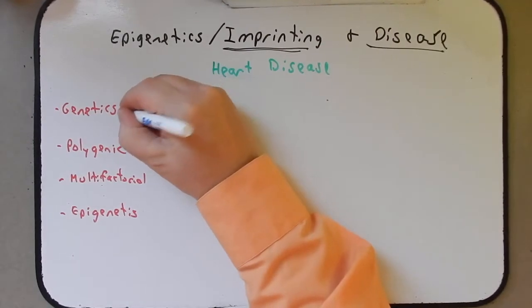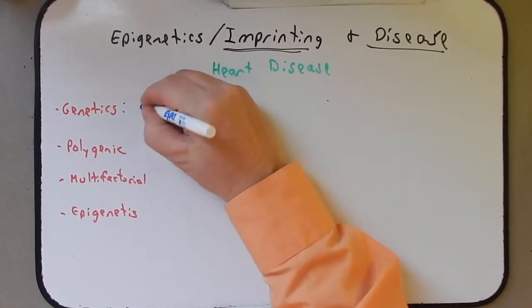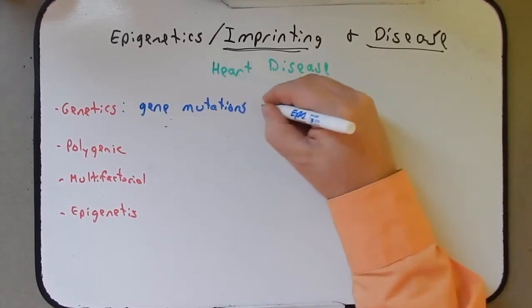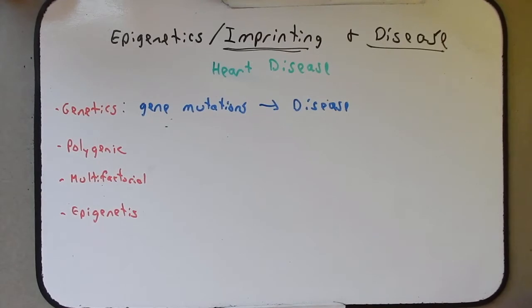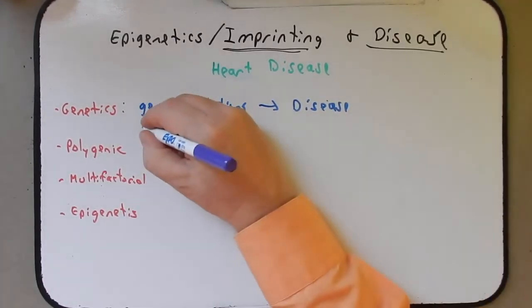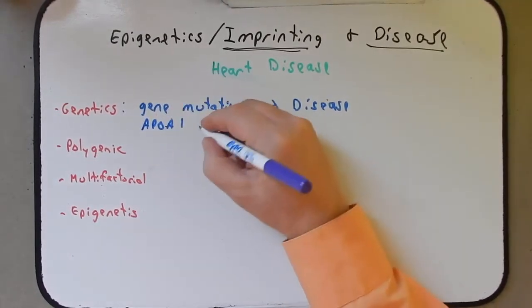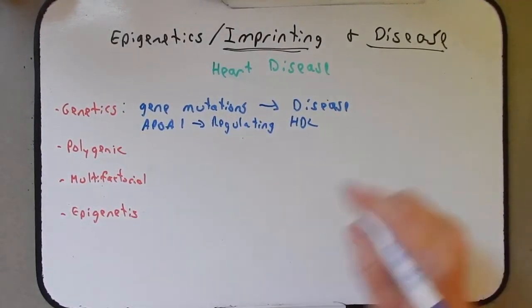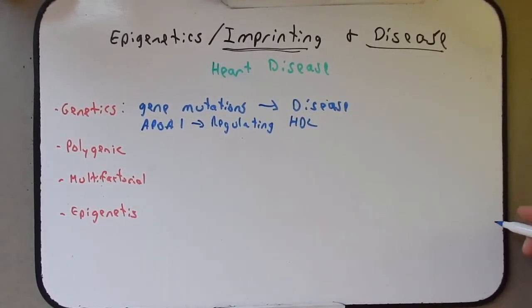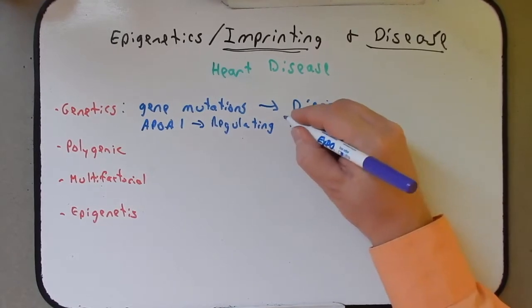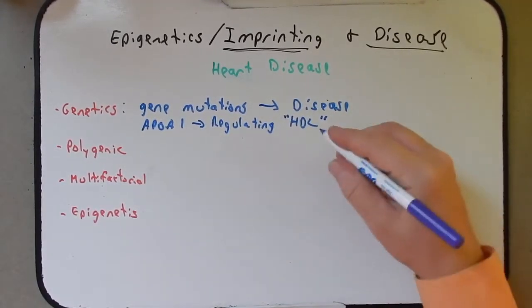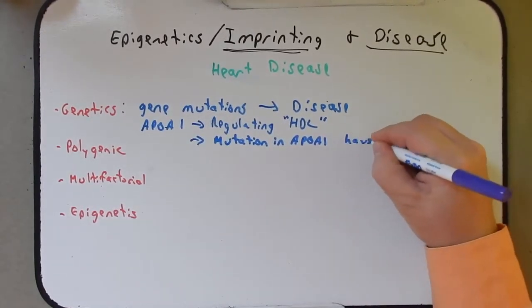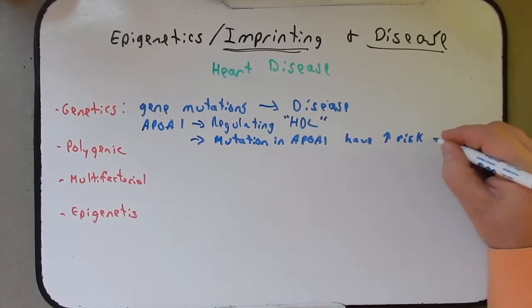So when we think about genetics and disease, we think about specific genes and how gene mutations can lead to disease. Scientists for decades looked for genes that, when mutated, would lead to heart disease. And there's a whole list, hundreds of them, that are linked to heart disease. For instance, there's this gene called APOA1. Now, this gene has a role in regulating HDL, high-density lipoproteins. These are the good cholesterol. When you have your cholesterol measured, this always comes back as the good cholesterol. However, people who have this mutation have an increased risk of heart disease.